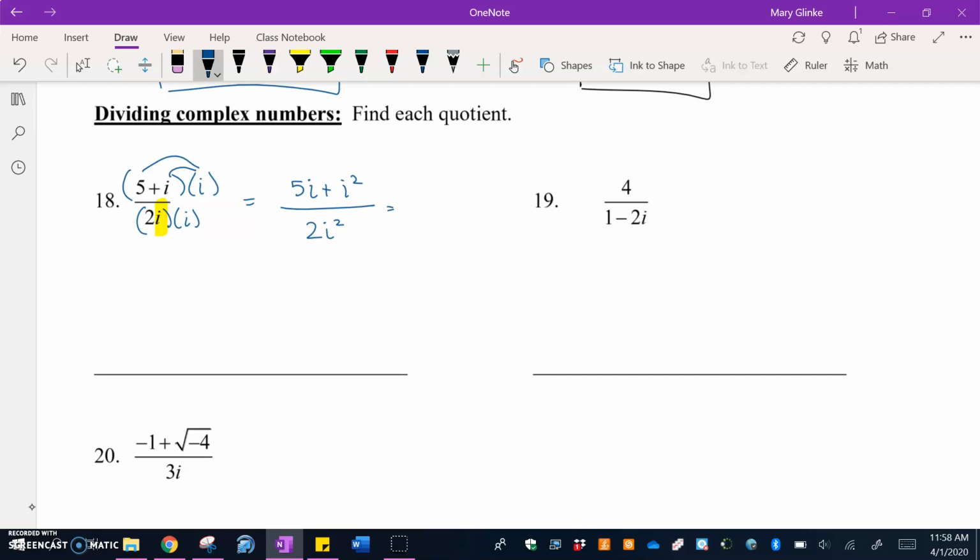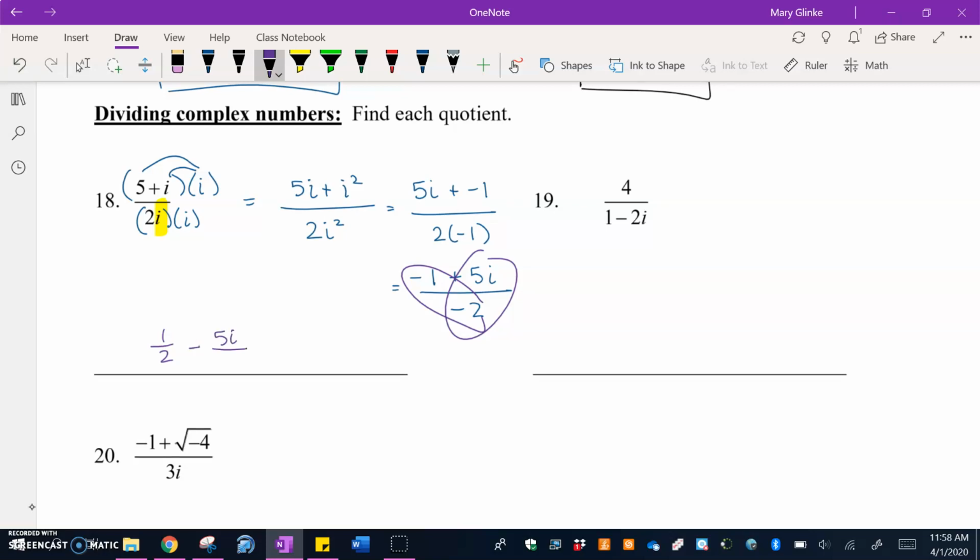And I'm going to then simplify my i squared. So my numerator becomes 5i plus negative 1. My denominator becomes 2 times negative 1. So if I were to rewrite this, I would write negative 1 plus 5i divided by negative 2. And I'm going to rewrite each of these divided by negative 2. This becomes a 1/2 plus, actually that becomes a minus sign. So 1/2 minus 5i over 2.